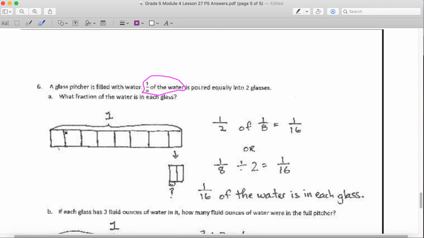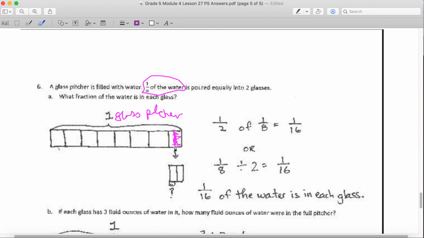1/8 of the water. So here's the pitcher. Here's one glass pitcher. Okay? And so I need an eighth. 1, 2, 3, 4, 5, 6, 7, 8. I need an eighth. So here is 1/8. And so 1/8 is going to be divided into 2 pitchers.